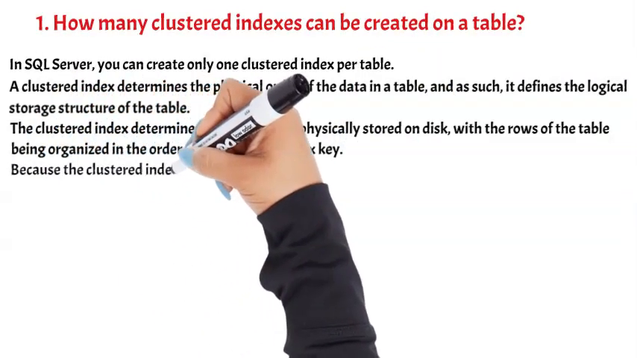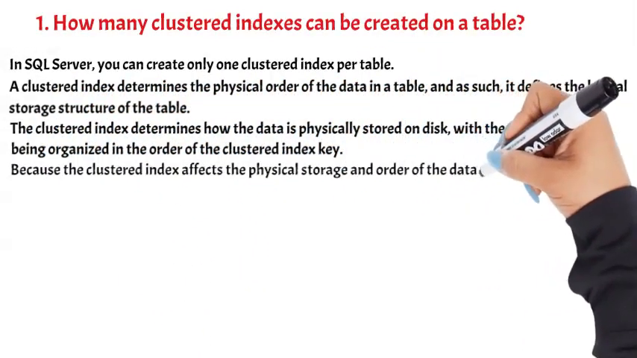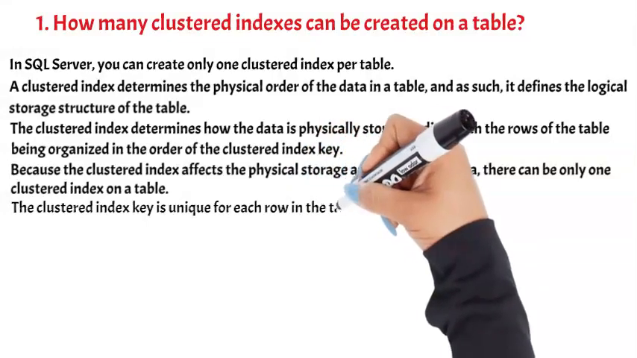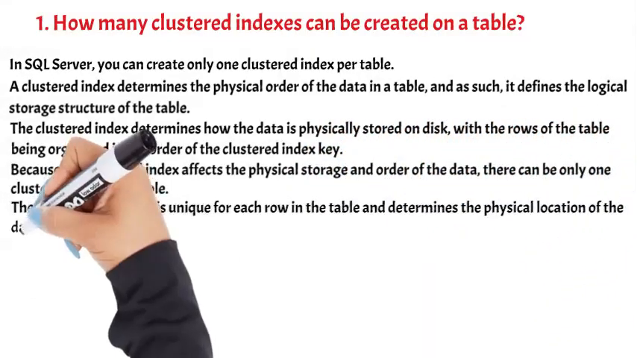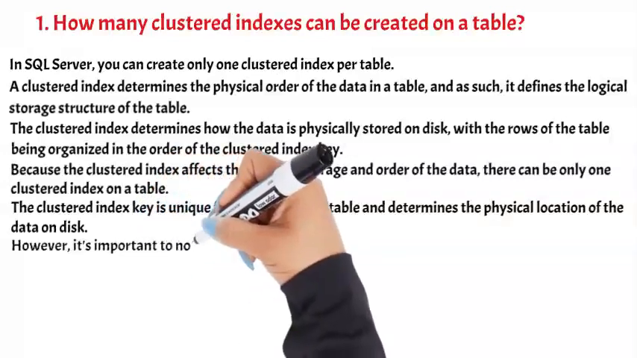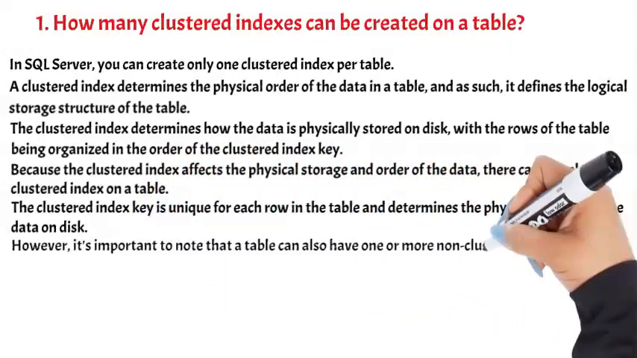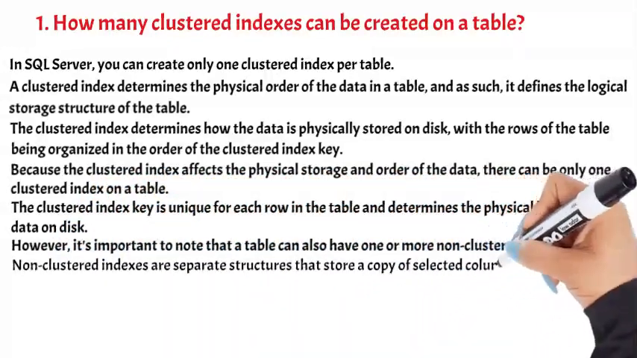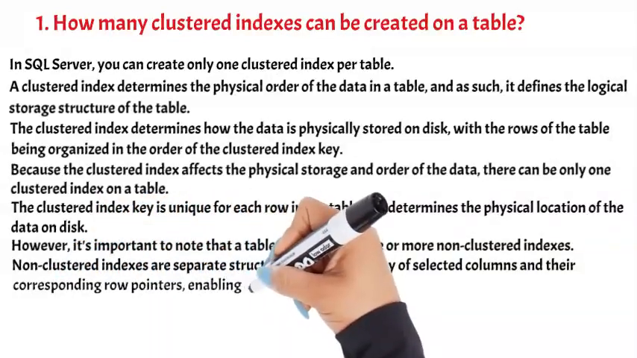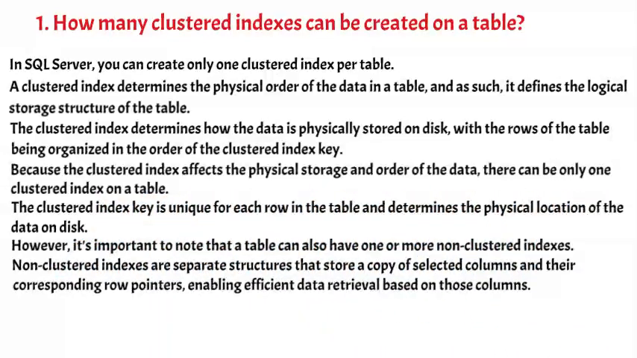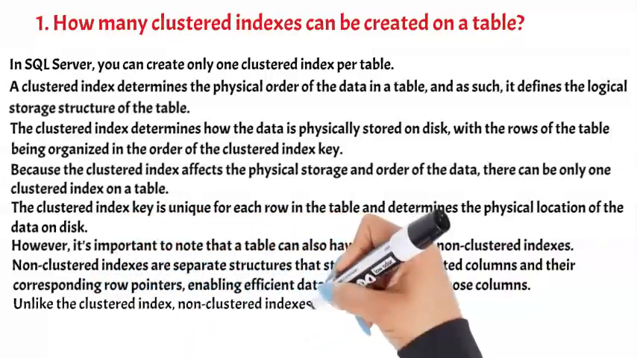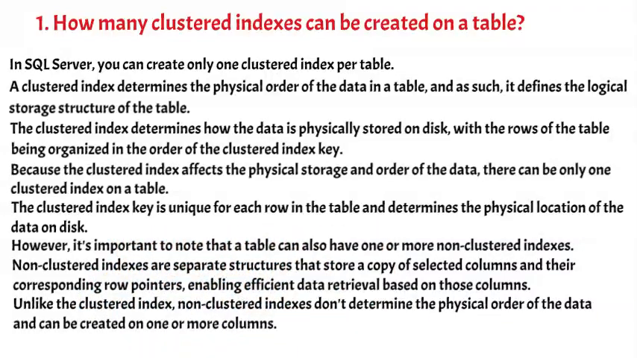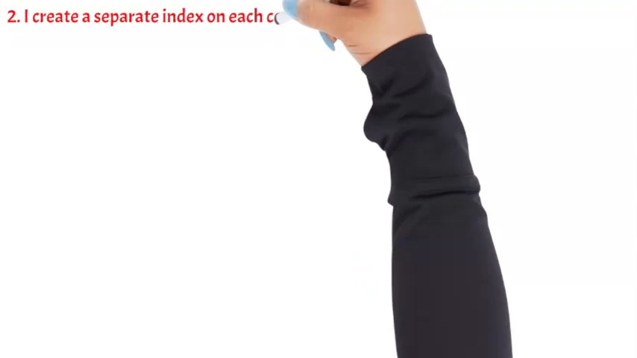Because the clustered index affects the physical storage and order of the data, there can be only one clustered index on a table. The clustered index key is unique for each row in the table and determines the physical location of the data on disk. However, it's important to note that a table can also have one or more non-clustered indexes. Non-clustered indexes are separate structures that store a copy of selected columns and their corresponding row pointers, enabling efficient data retrieval based on those columns. Unlike the clustered index, non-clustered indexes don't determine the physical order of the data and can be created on one or more columns.